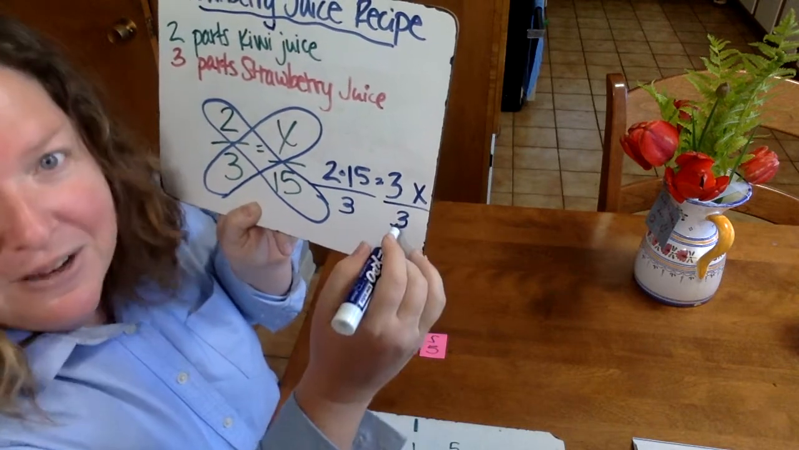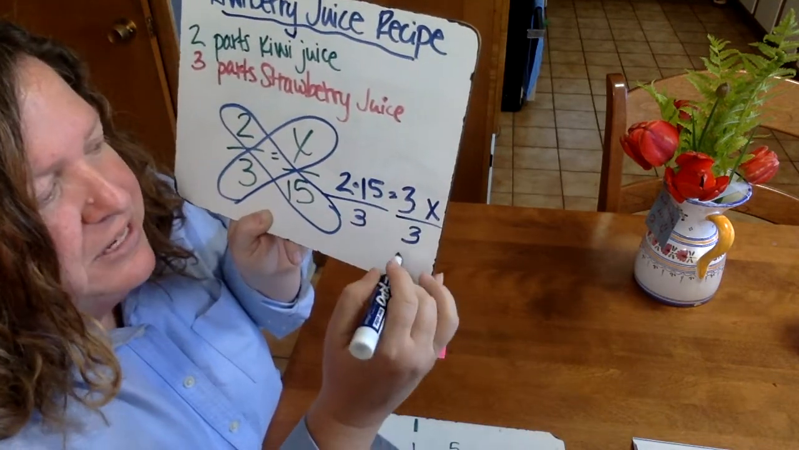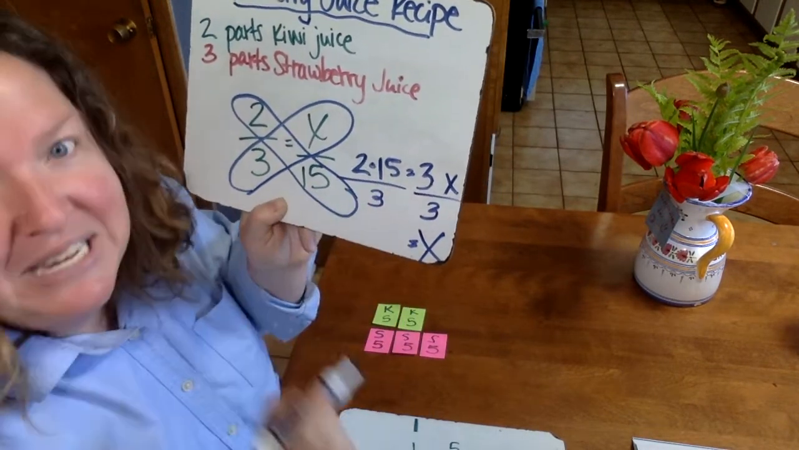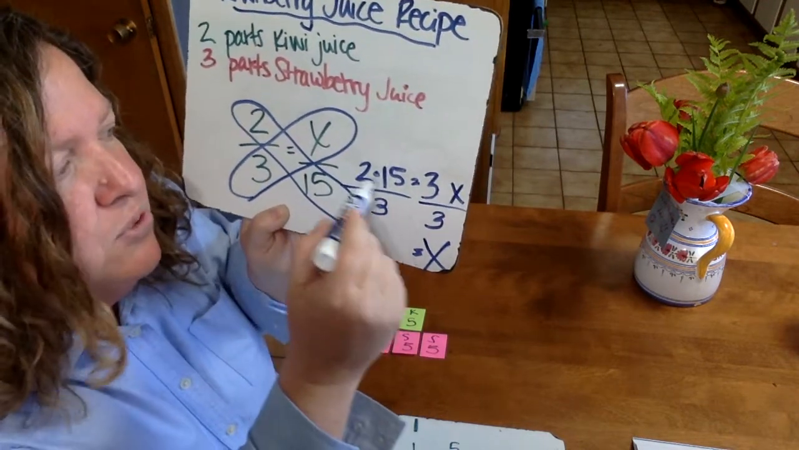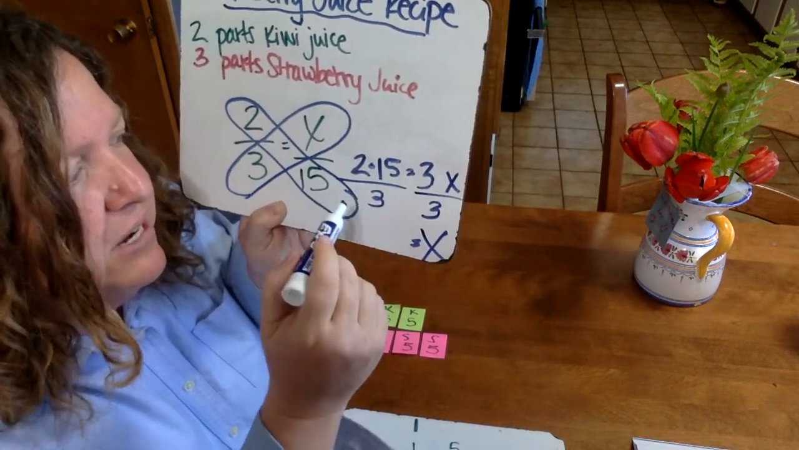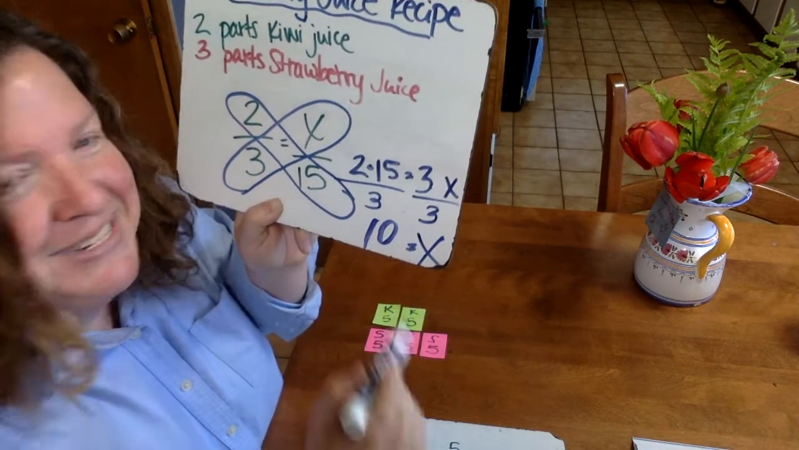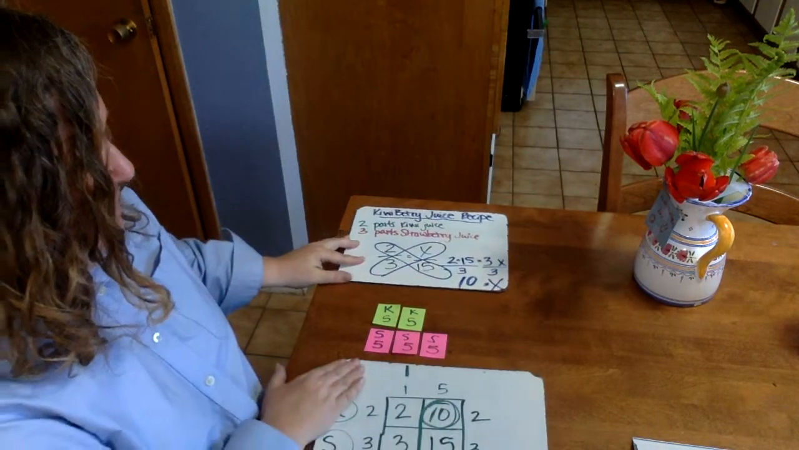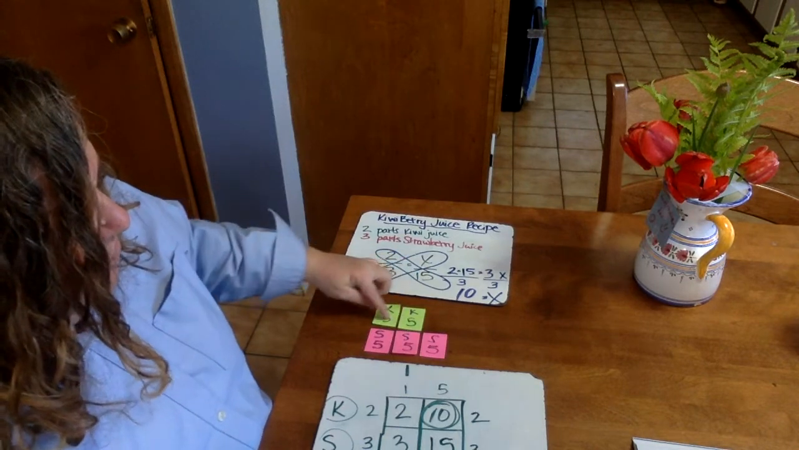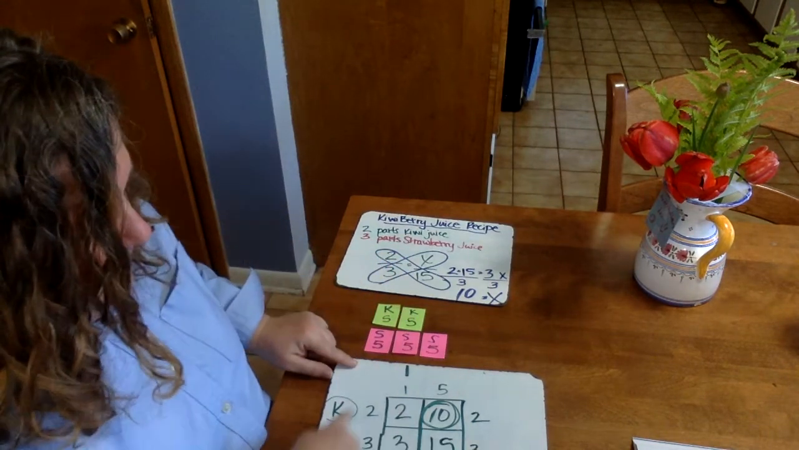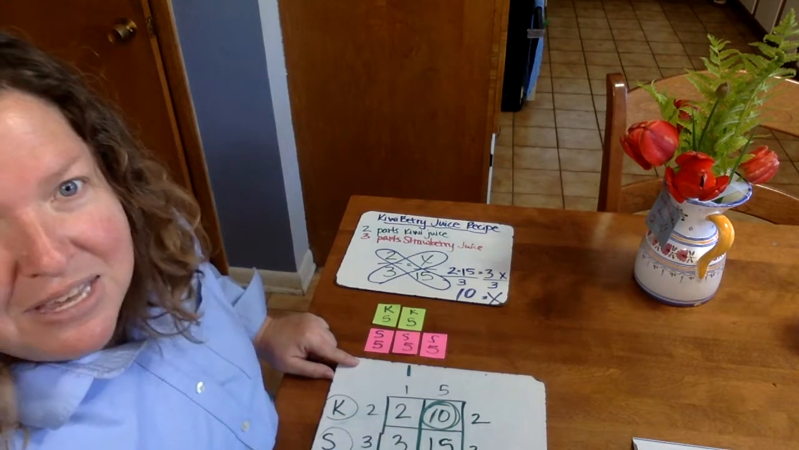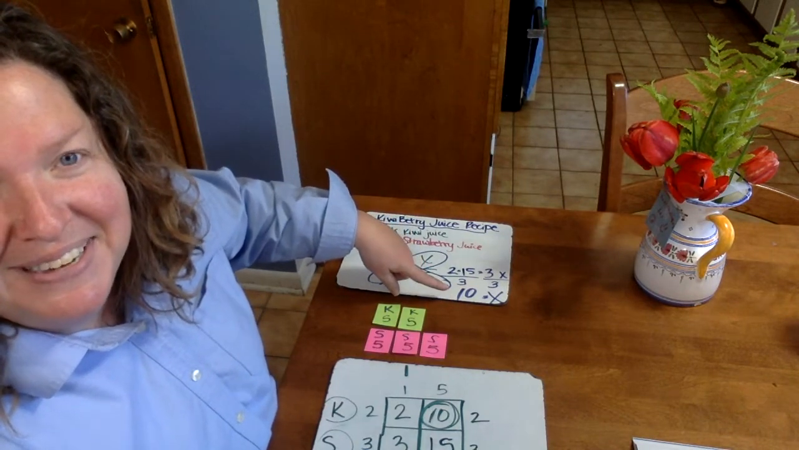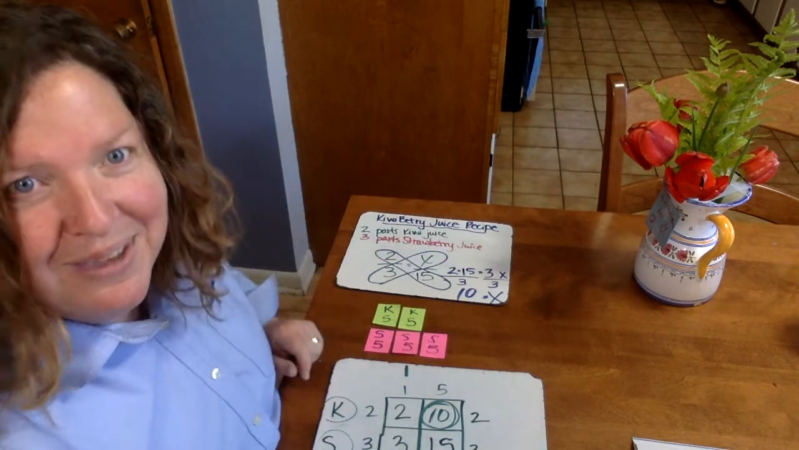So if we have 3 groups of a mystery amount and we divide it by 3, all that's left is the mystery amount. If we have 2 groups of 15 and then we divide that by 3, 2 groups of 15 is 30. 30 divided by 3 is 10. So x equals 10. Look how all these ways, the tape diagram shows we have 10 liters of kiwi juice. Factor puzzle, 10 liters of kiwi juice. Cross multiplication, 10 liters of kiwi juice. It wants us to know how to do all 3 of those ways.